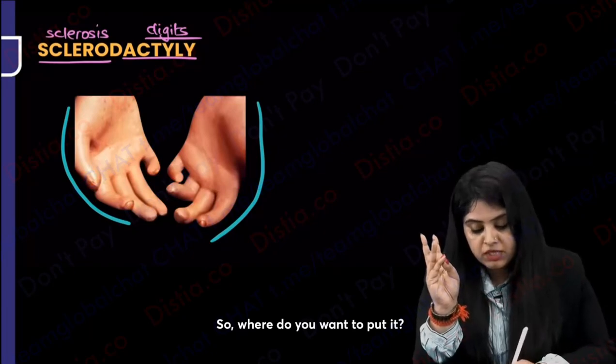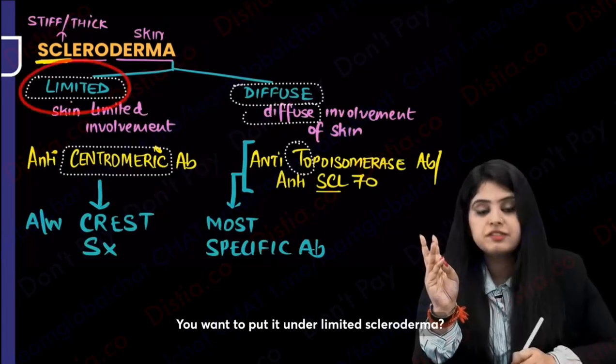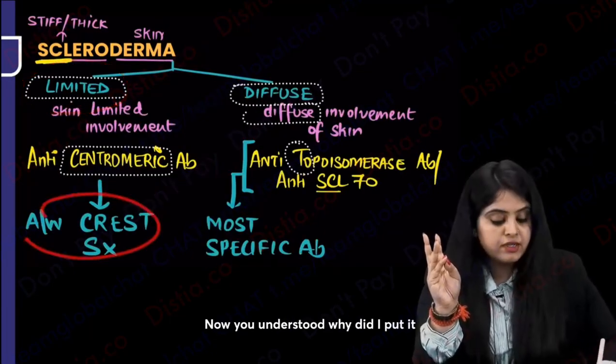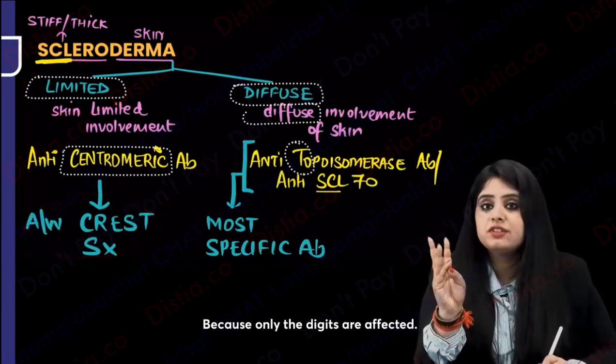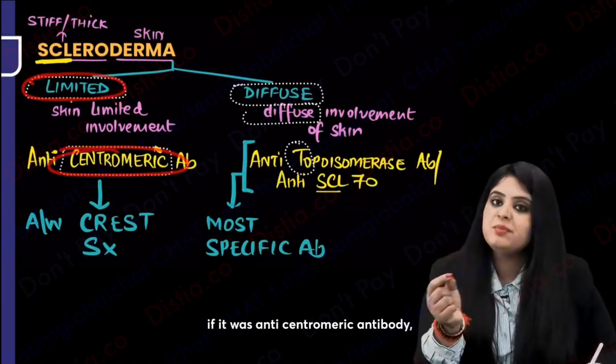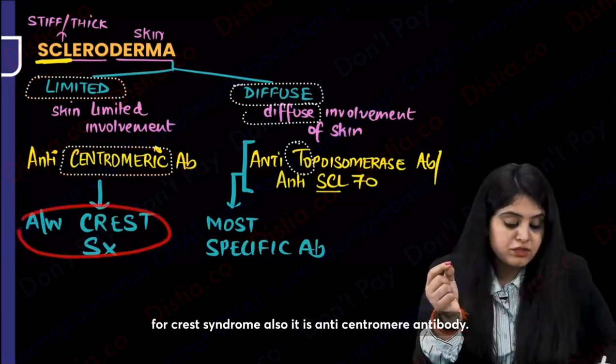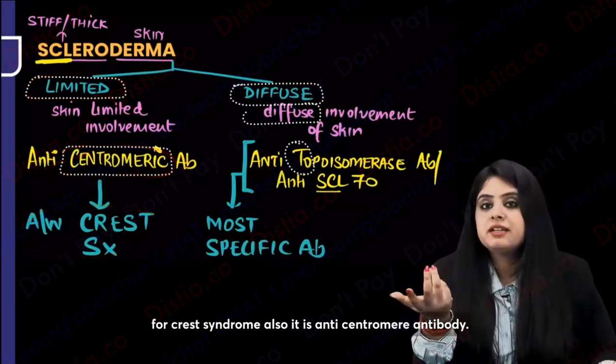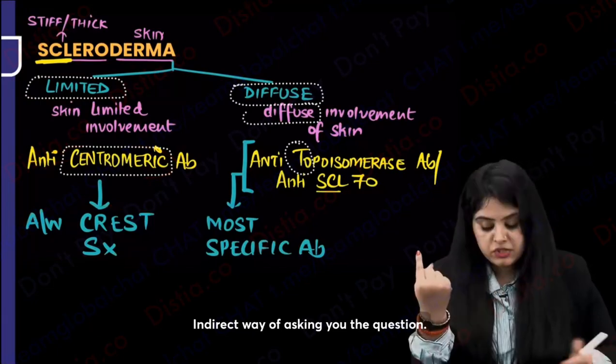Limited part of the skin, only digits are affected. So where do you want to put it? You want to put it under limited scleroderma. Now you've understood why did I put it under limited scleroderma? Because only the digits are affected. So indirectly, for limited scleroderma, if it was anti-centromeric antibody, for CREST syndrome also it is anti-centromeric antibody. Indirect way of asking you the question.